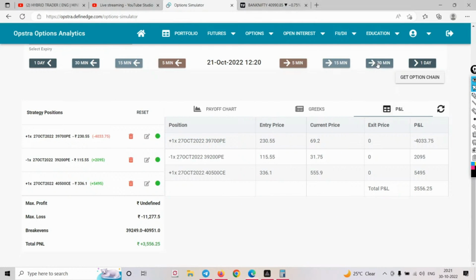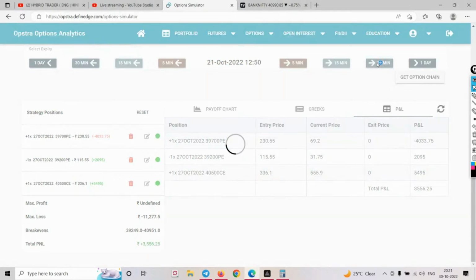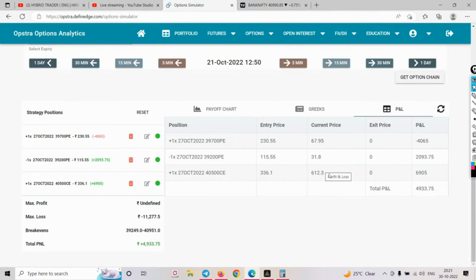Let me go 30 more minutes. Okay. Right, so this has come to 612. So now what I'll do, I should not become more greedy. I still have another 3 hours, like 12, 1 o'clock. I still have 3 more hours for the market to close.